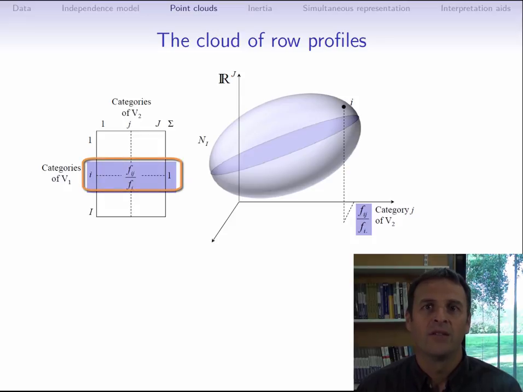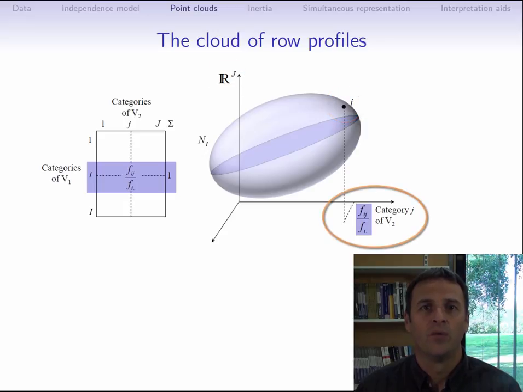A row profile is a set of j numbers which can be seen as a point in j-dimensional space, R^j. Each dimension corresponds to a category j of the variable v2. Therefore, in the jth dimension, the row profile i has coordinate value f_ij over f_i point. If we then consider all of the row profiles i together, we obtain a cloud of row profiles, points in R^j, which we can call N_I.